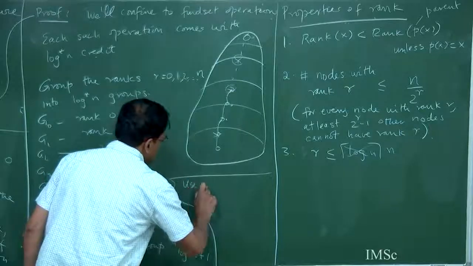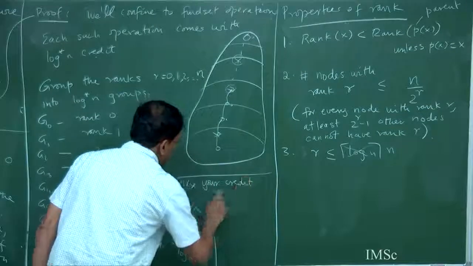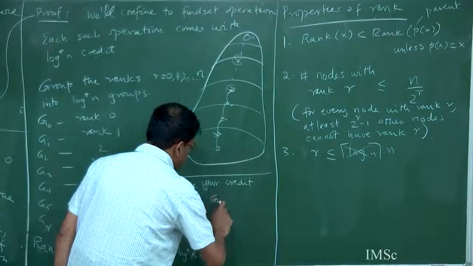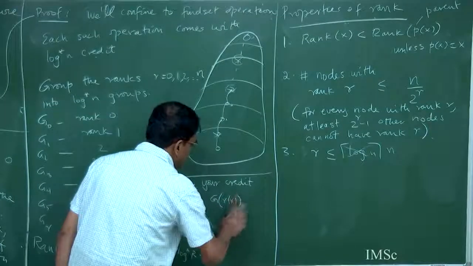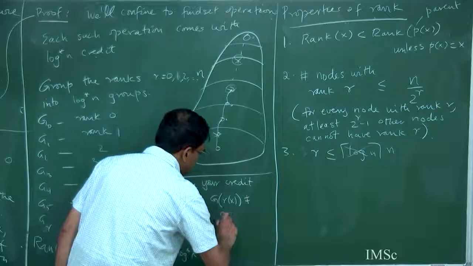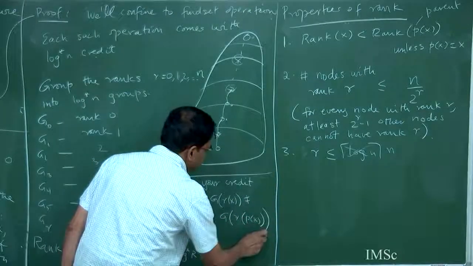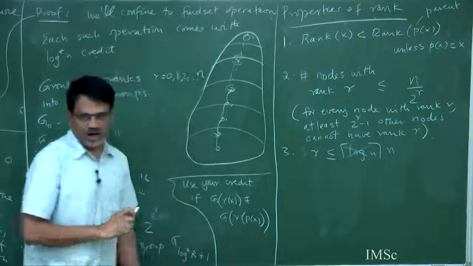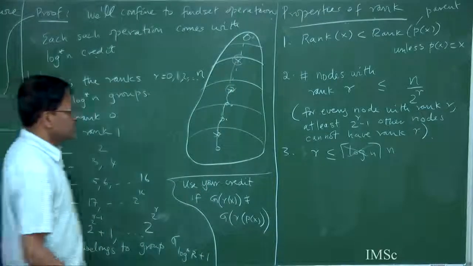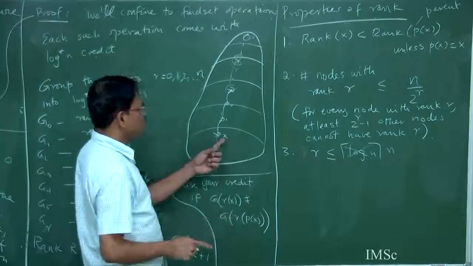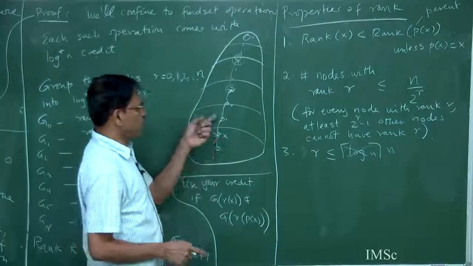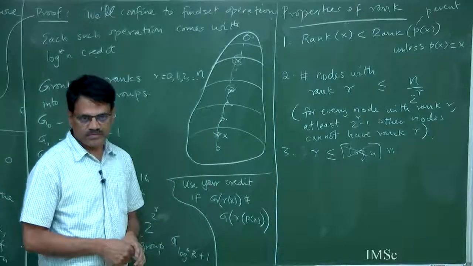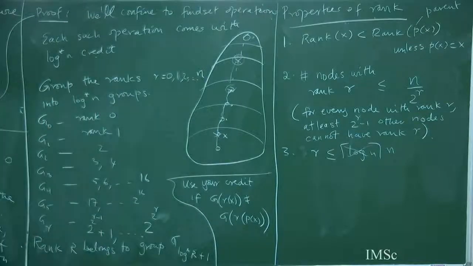So use your credit if G of rank of X is not the same as G of rank of parent of X. So in the path, X is some node. I'm going to account for all the nodes that I encounter in my path for my cost. If X is a node, I look at what group your rank belongs to and what group your parent's rank belongs to. If they are in different groups, then I'm going to use my credit to charge for that node. Now, is it clear that log star n credit is enough for this?